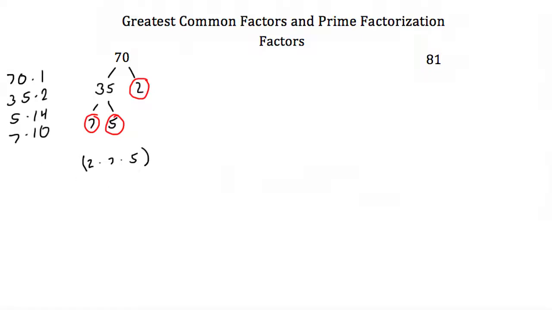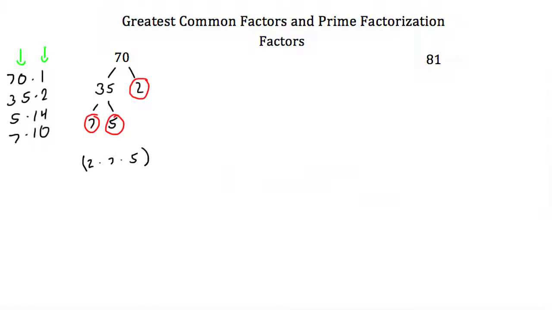Now notice that all of these factors that we found before, except for the one, can all be found by multiplying some of these factors together. Our 35 comes from multiplying our prime factors of 7 times 5. The 14 comes from multiplying our prime factors of 7 and 2. So if you can't find any of your factors of a number, but you can find your prime factorization, then you can find the rest of your factors from your prime factorization.